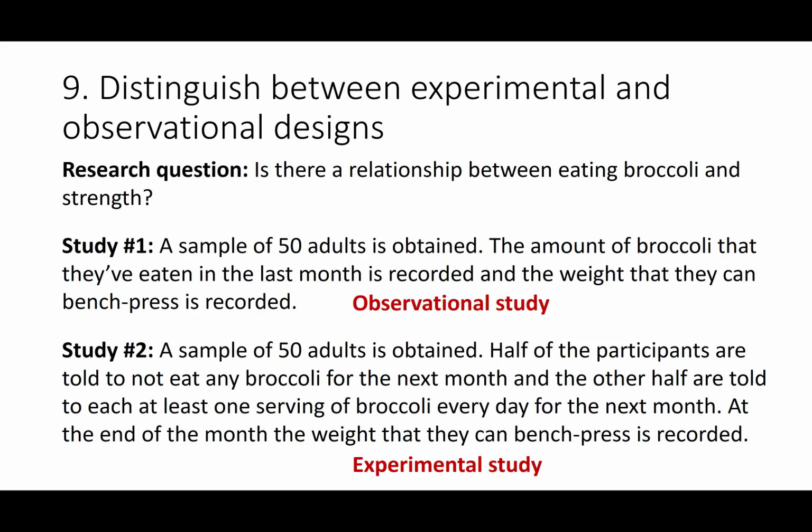For example, in the first broccoli study here, participants who are more health conscious or who are actively trying to gain muscle may already be eating more broccoli than those who are less conscious or who are not actively trying to gain muscle. In this case, we would say that health consciousness or actively trying to gain muscle are confounding variables.